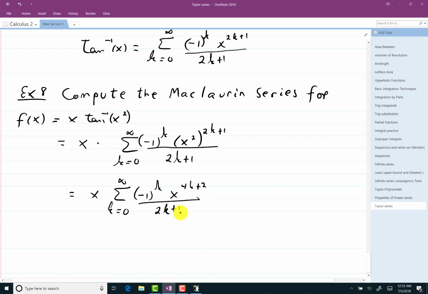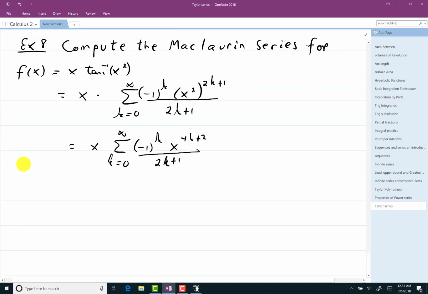This is fine as an answer, but if you feel like you should have to suck that x in there and make it part of the series so that there's nothing out here, it's fine with me as well. If I bring the x in, remember it's x to the 1 power, so this will become x to the 4k plus 3. And so my final answer could be k equals 0 to infinity, negative 1 to the k, x to the 4k plus 3, all over 2k plus 1.